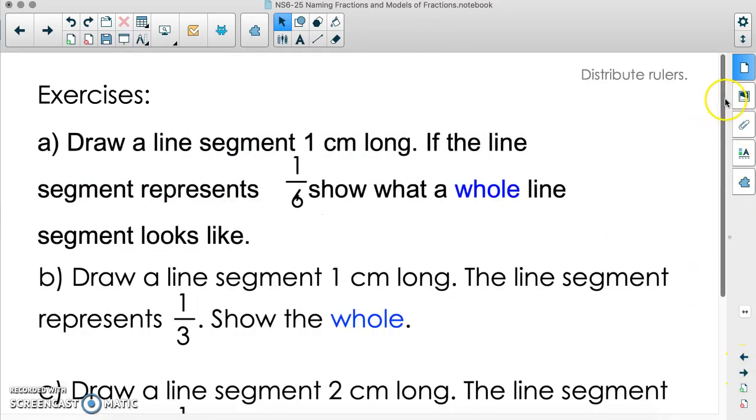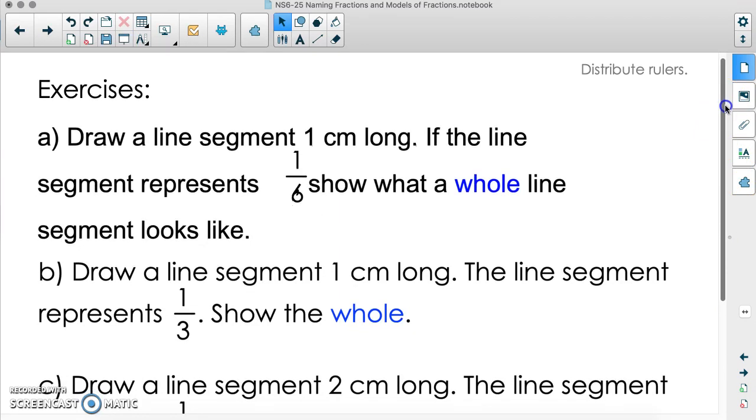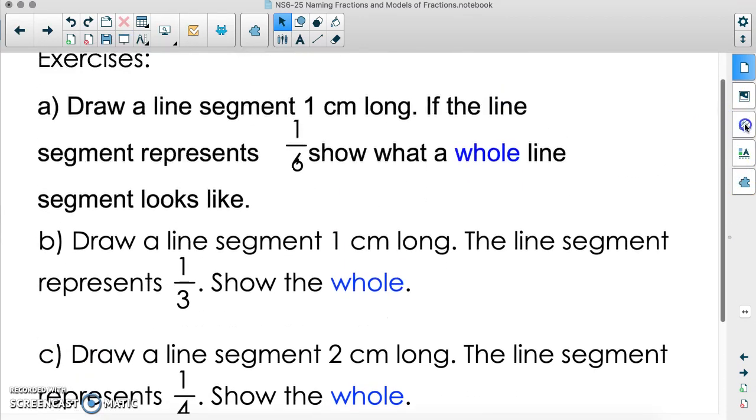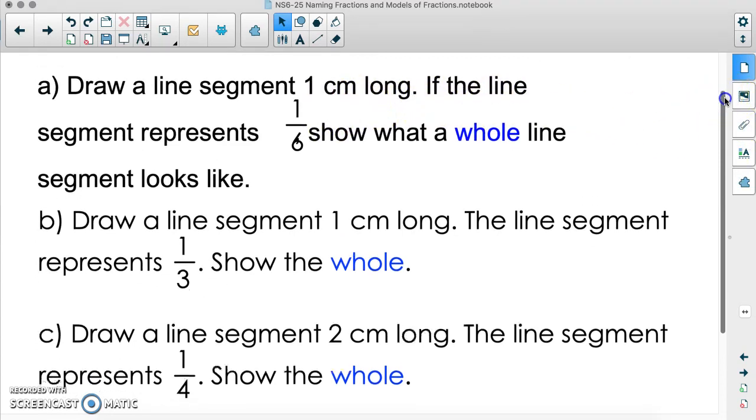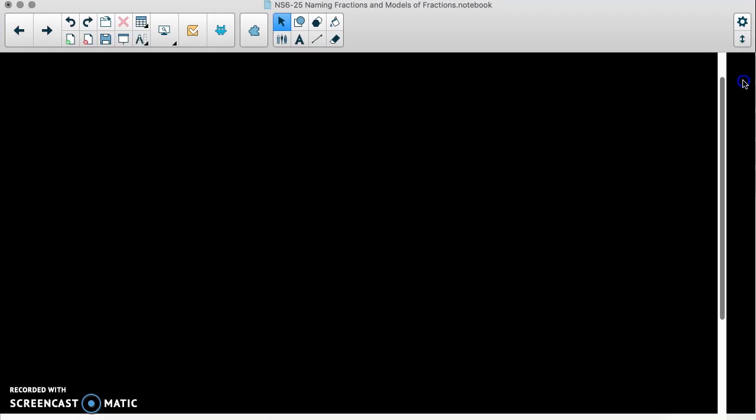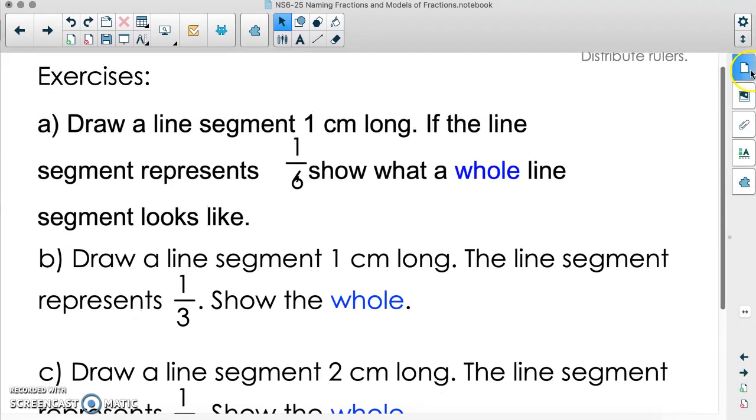Now here's some exercises for you to do on your whiteboard. You will need a ruler to complete these as you are drawing line segments, and you need to measure how long the line segments are. I want you to complete these on your whiteboard, so pause your screencast, and then when you are done you can continue on.